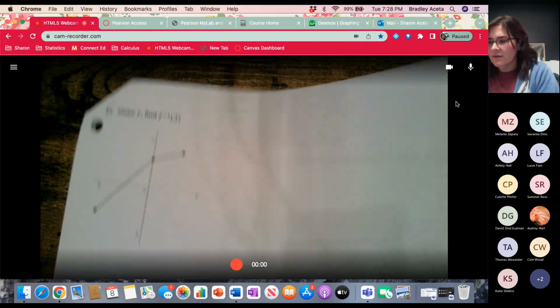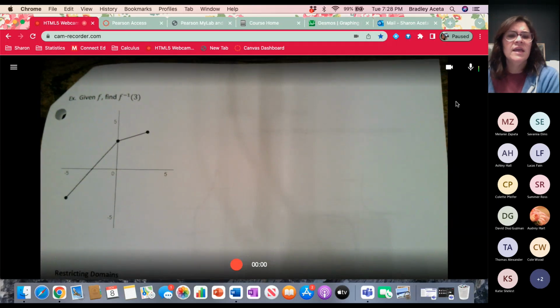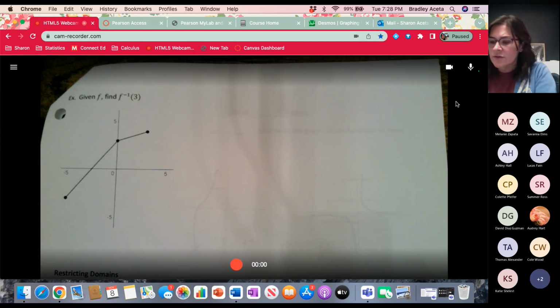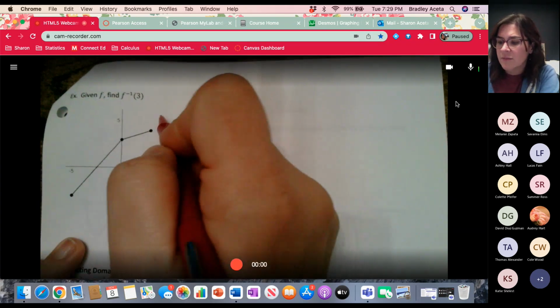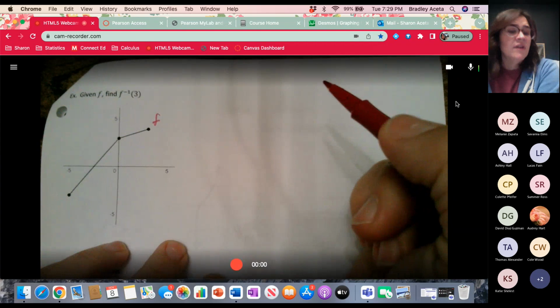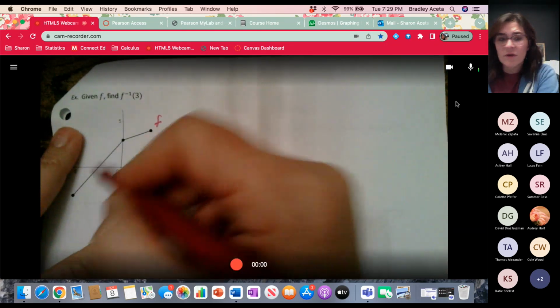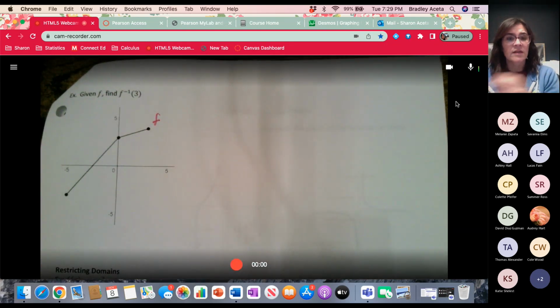All right, last and final few things. They gave you this F function and they put some dots on there. And then they said, okay, well, find the inverse at 3. So here's what I would do. If this is the function F that they're telling me, and I want to find the inverse, I'm going to find each one of these coordinates and then I'm going to flip them. And then I'm going to be able to find the inverse of it.